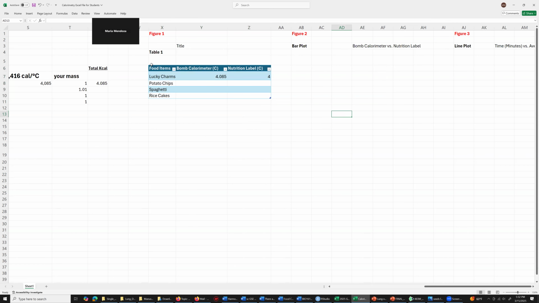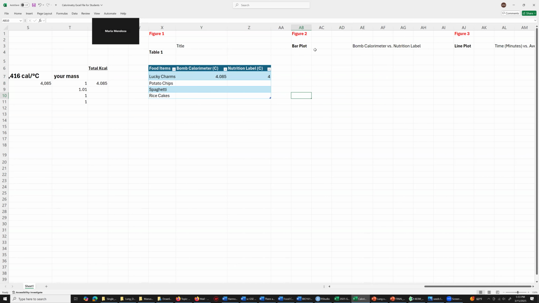Then you can just copy and paste this table onto your file, like your Word document for your report. And then remember to write a little caption down here, what you need to write down there.